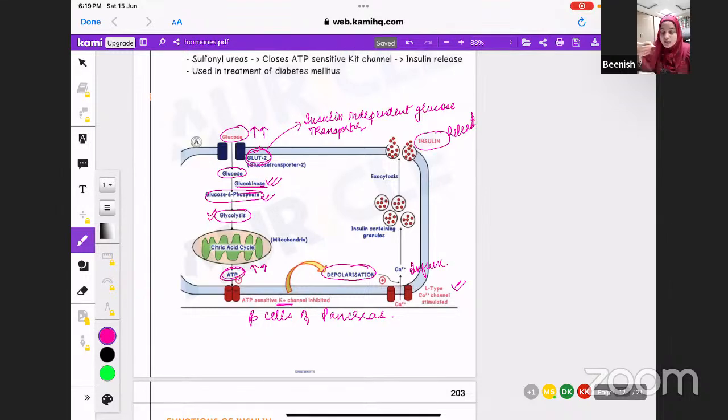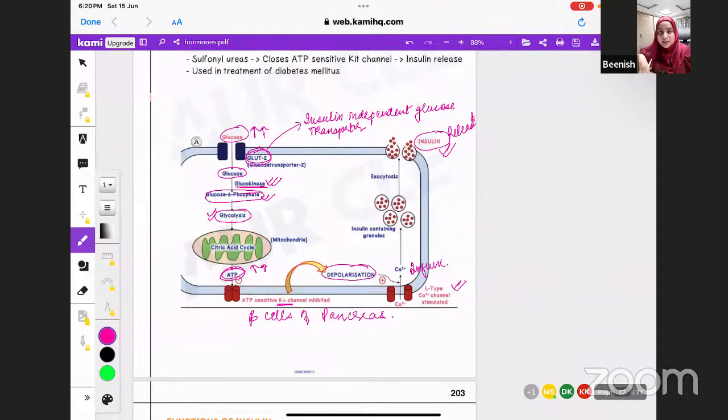So the ATP level increases, which causes what? It causes the closing of the potassium channels, and this leads to depolarization. This depolarization causes opening of voltage sensitive calcium channels, and this leads to influx of calcium. Now, this calcium is going to make the insulin containing granules move to the plasma membrane, fuse with the plasma membrane and release insulin. So your insulin is released.